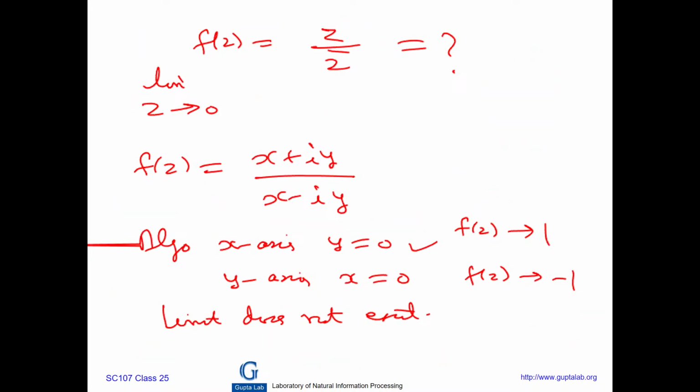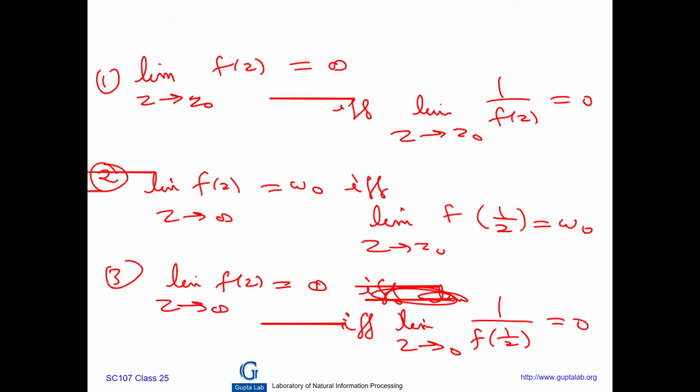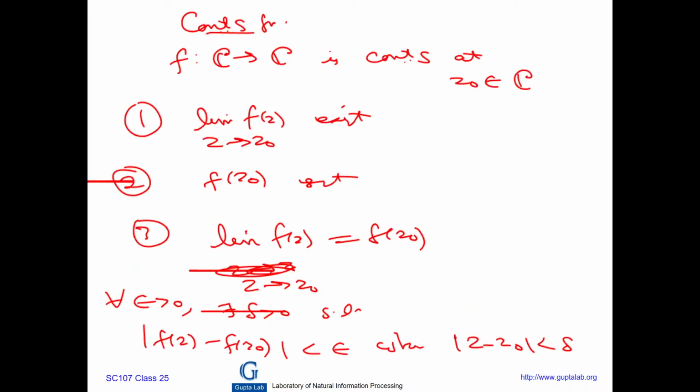Questions will be asked the same way as we have done before, right? This is the important result: a complex variable function has a limit if and only if the corresponding two variable functions have a limit, right? If and only if condition. I have not given you the proof, and that's okay.